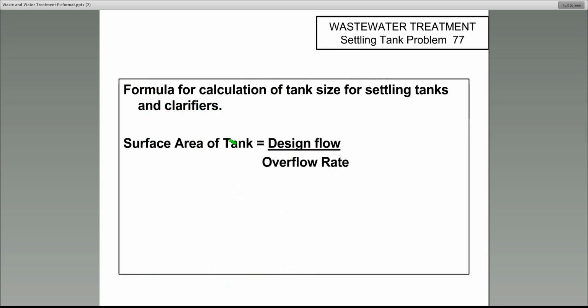Okay, the formula for the calculation of tank size for settling tanks, it's the same formula that we used in water treatment. So when you're looking to size a settling tank, water treatment or wastewater treatment, you use the surface area of the tank, and this applies to a clarifier as well, with the design flow divided by the overflow rate. But the overflow rate will be different for water than it will be for wastewater.